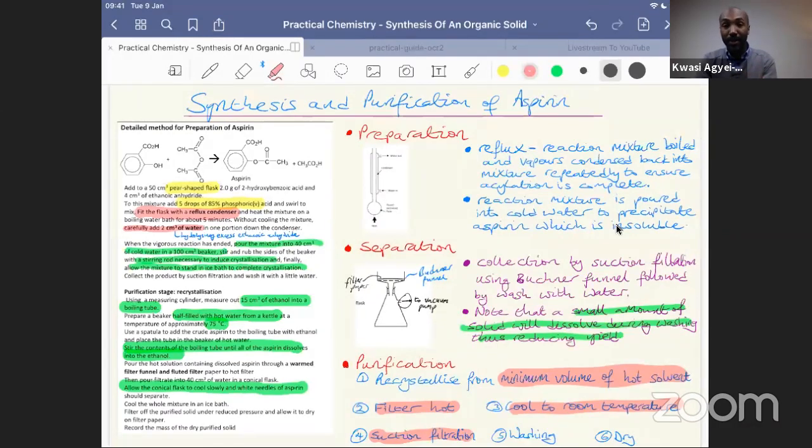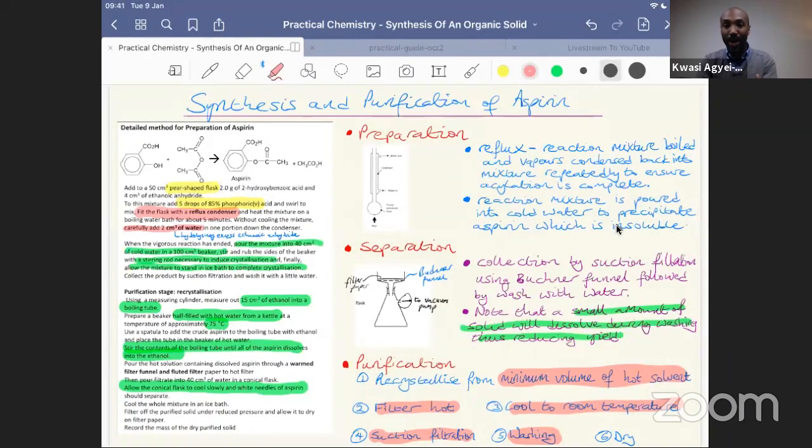Once you've separated your solid by suction filtration, you will need to wash it with very cold solvent to get rid of any soluble impurities. So my penultimate step is to wash your recrystallized solid with cold solvent to make sure that you get rid of any soluble impurities this time.